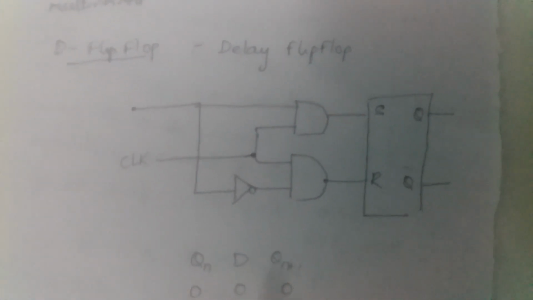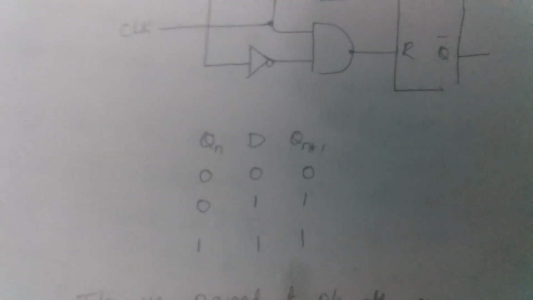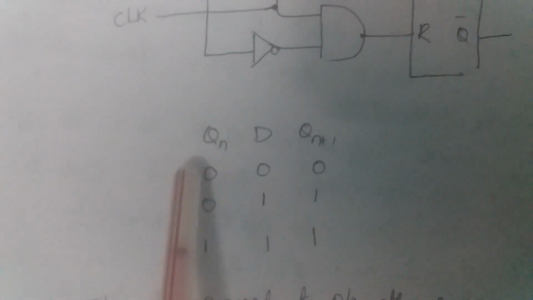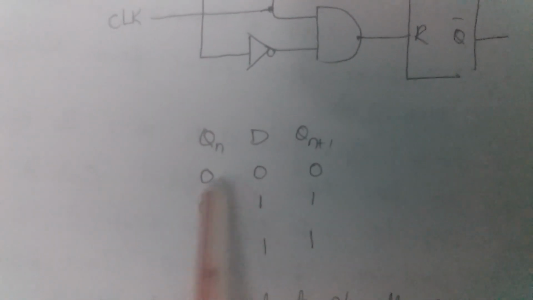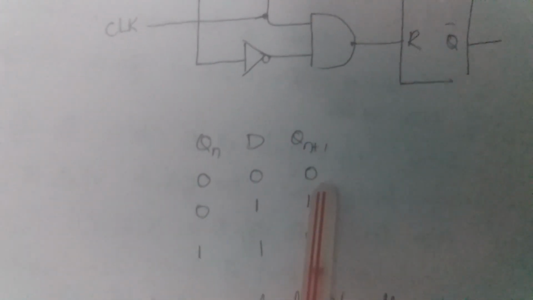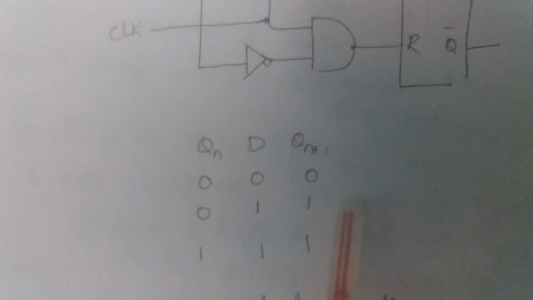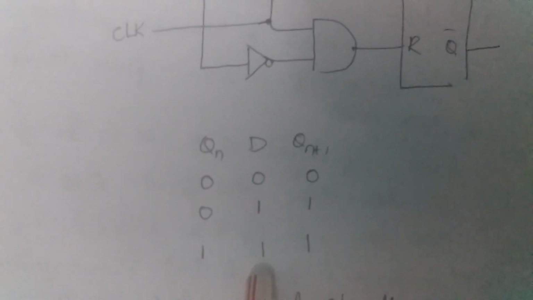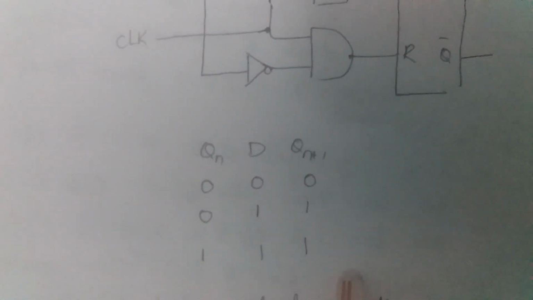So when Qn is the previous state, Qn plus 1 is the current state. When Qn is 0, D is 0, Qn plus 1 is 0. If D goes high, it goes high. If Qn is 1 and if D goes high, Qn plus 1 also goes high.